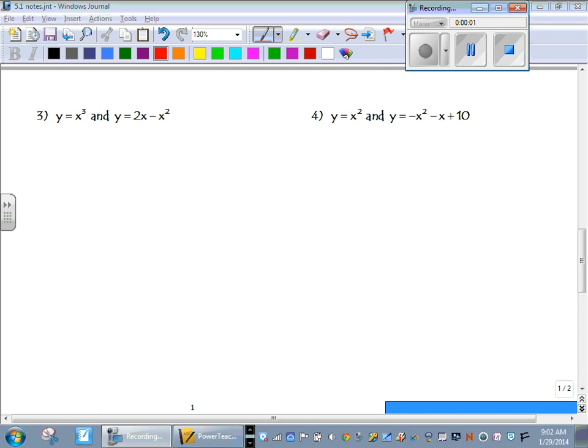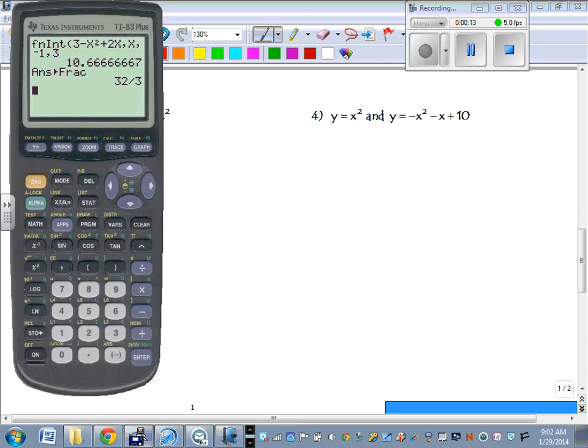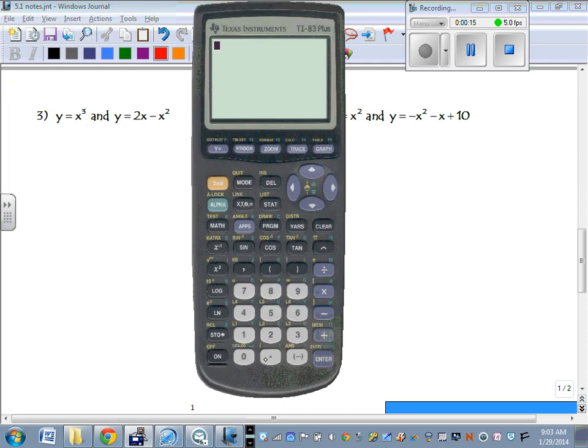Alright, for number 3. With number 3, I wouldn't necessarily expect you to be able to graph this parabola the way it's written right now. So let's go ahead and graph these two on our calculator, and then I'm going to show you some other trick with our calculator for this one. So y equals x cubed, and y equals 2x minus x squared.